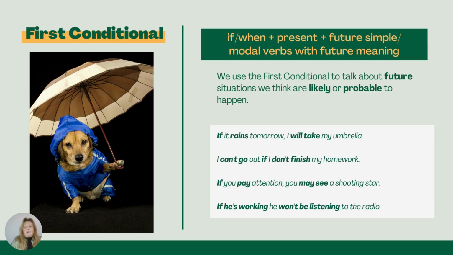So if it rains tomorrow is the condition, simple present. And then in the main clause, I will take, and this is future simple. Let's give a look at the second example. I can't go out if I don't finish my homework. So again, this is the main clause. I can't go out. This is a modal verb. If I don't finish my homework. So the conditional sentence is in the present simple.